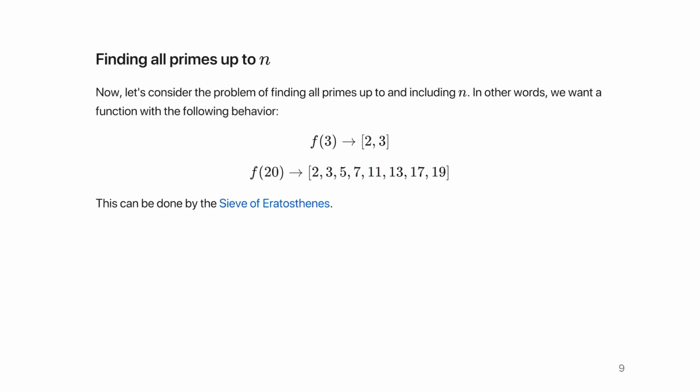Cool. And there's another question we might want to ask ourselves. How do we find all of the primes up until and including n? For example, given 3, how do I write a function that returns 2 and 3? Or given 20, how do I write a function that includes all of the primes that are less than or equal to 20?